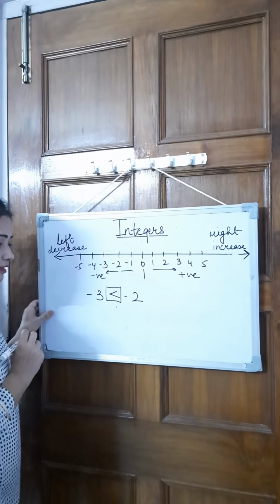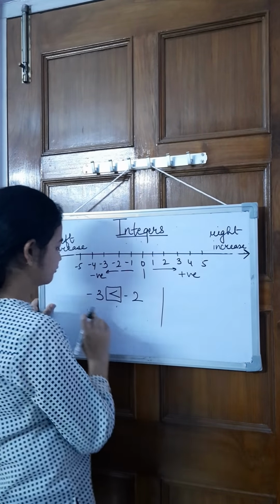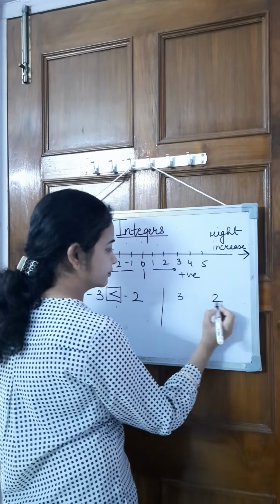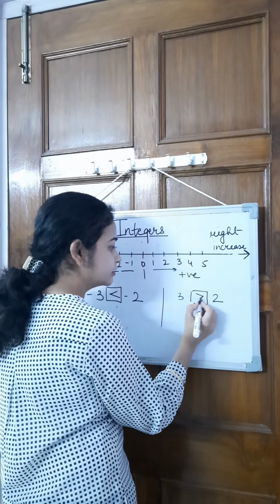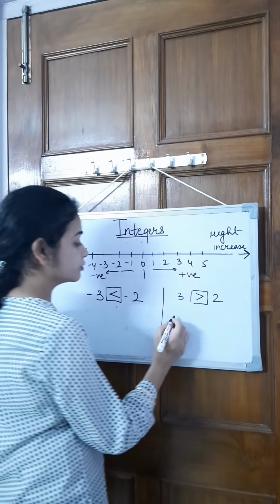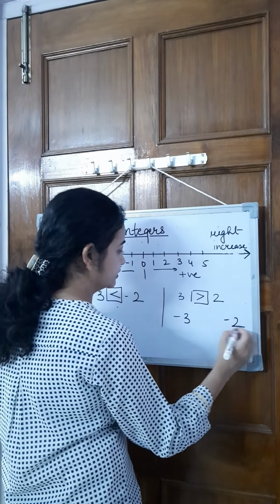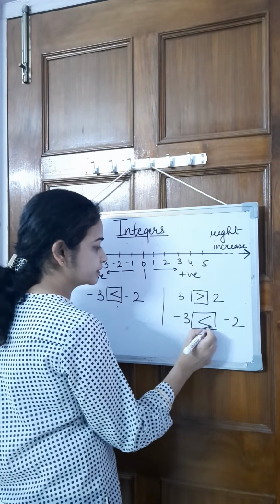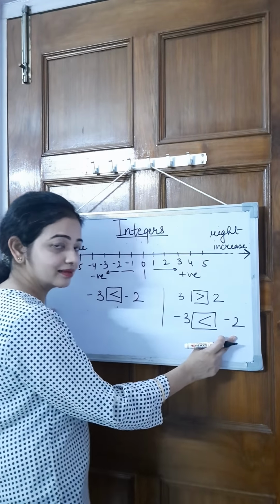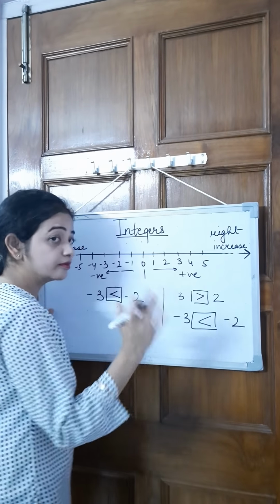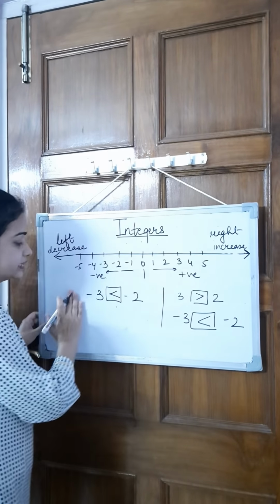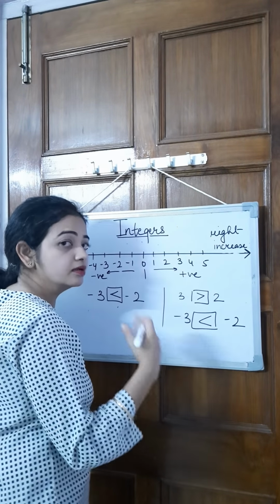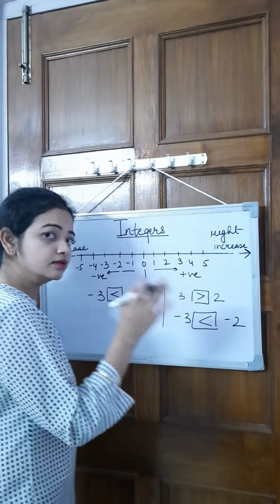But if I take whole numbers, if I don't consider the negative sign, I only write 3 and 2, then what will we say? Obviously 3 is greater than 2. But once I put this negative sign, then what happens? The greater number becomes the smaller number and the smaller number becomes the greater number. So this is also one way you can remember it: in integers, when I put a negative sign, the smaller number becomes the bigger number and the bigger number becomes the smaller number.